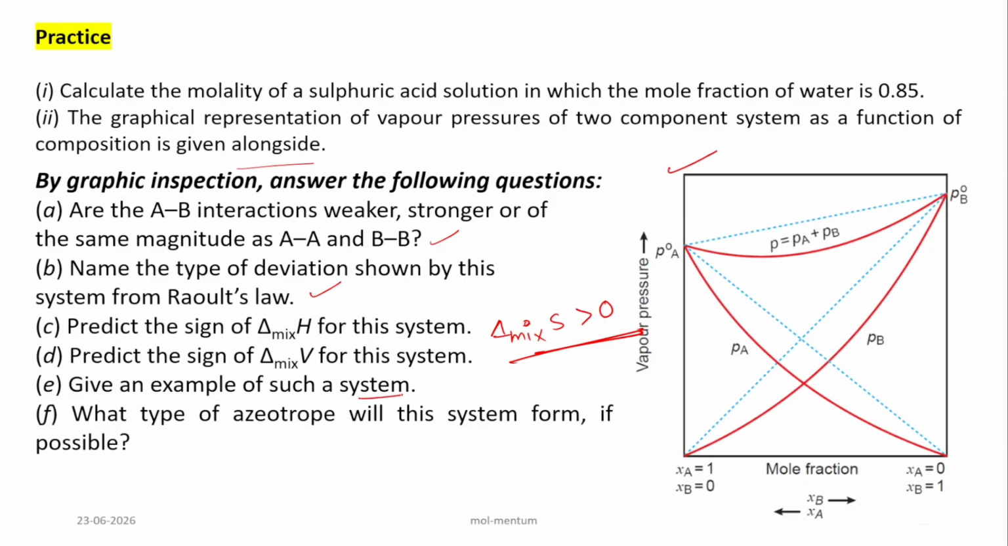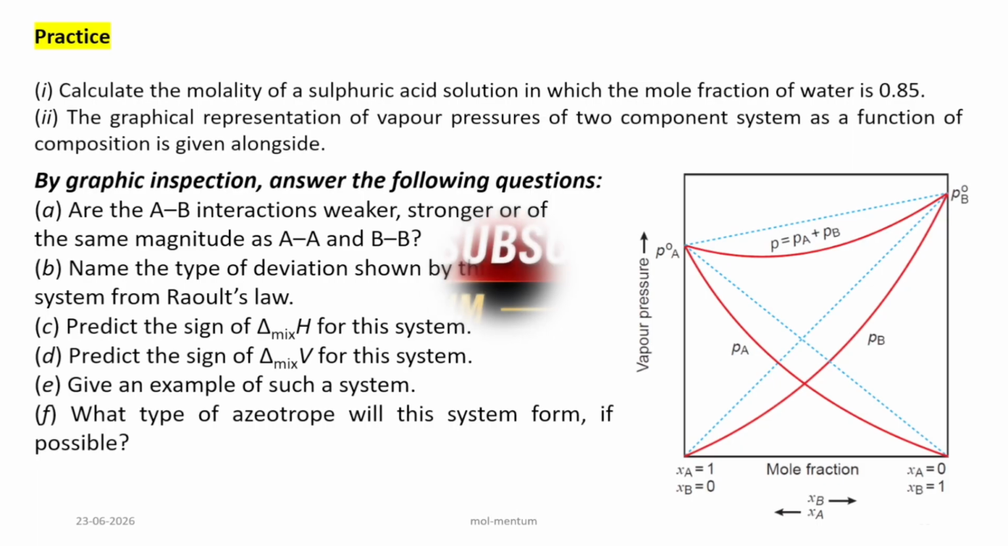Give an example of such a system. Since it is negative deviation, you can write any example like HNO3 plus alcohol, or acetone plus chloroform, like that. What type of azeotrope will form from this system? Since it is negative, it will be a maximum boiling azeotrope, because you need to boil it to a greater extent. So these are the questions that you have to try to answer.